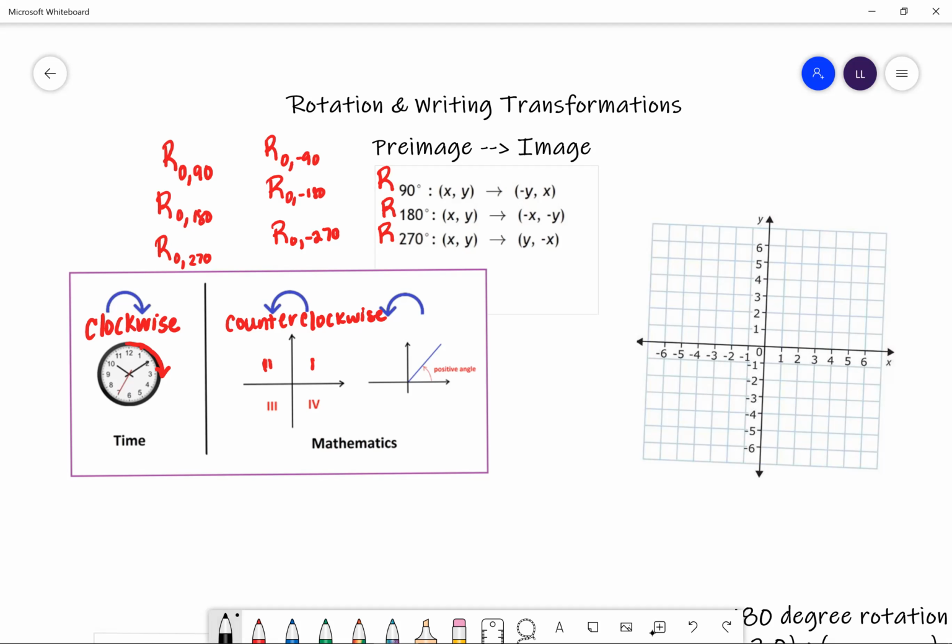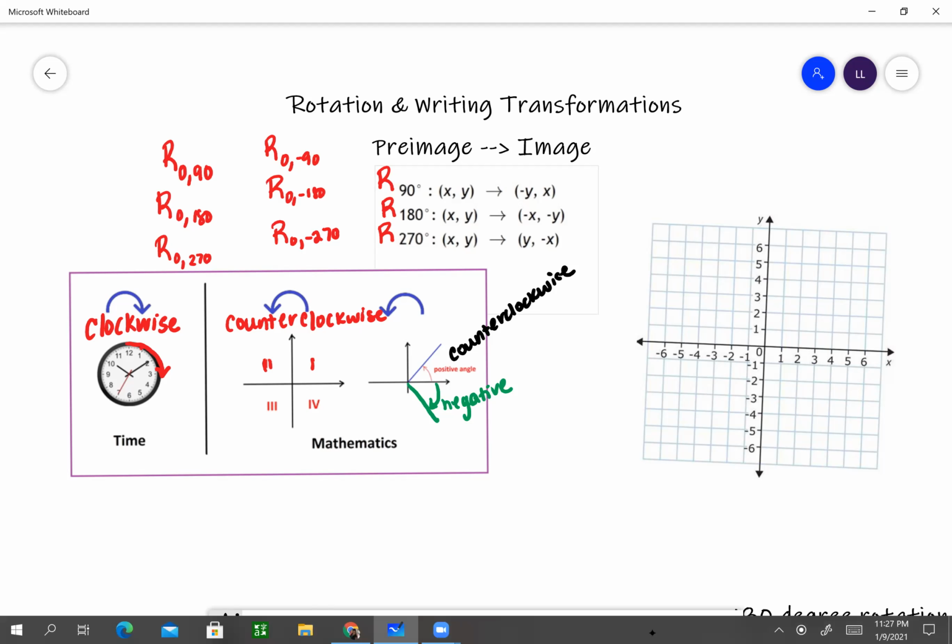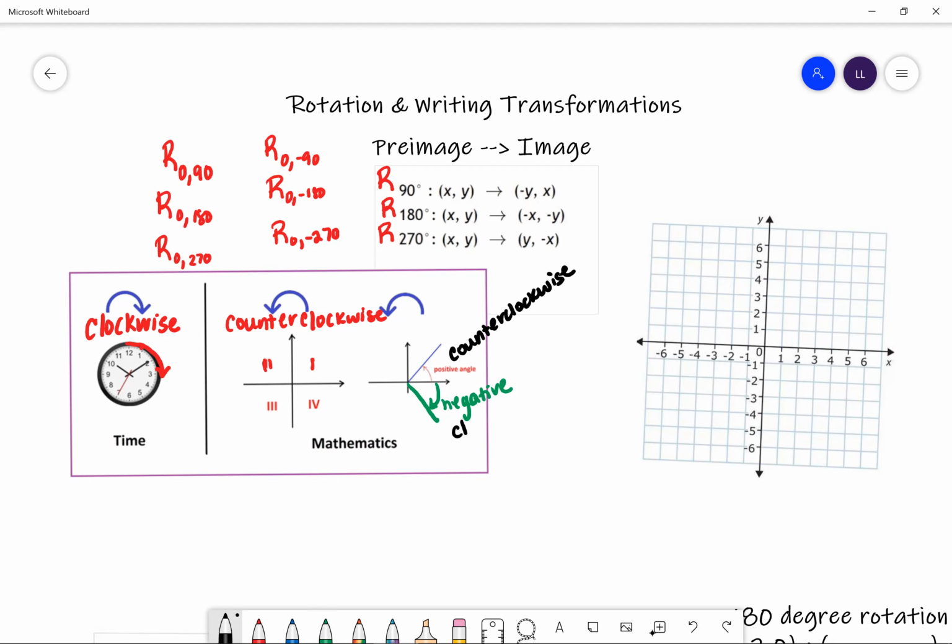Now, if I go in the opposite direction, let me do it in a different color, I'm going to do it in green. If I go in the opposite direction, that means this is going to be a negative angle, and that direction is clockwise. So that's going to be weird, but let's make this very clear. Counterclockwise is a positive angle, and clockwise is a negative angle.